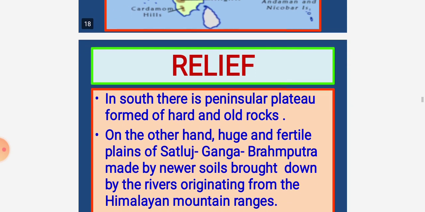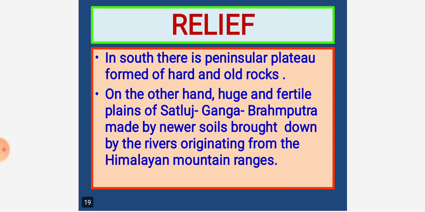Dear students, in the south there is peninsular plateau formed of hard and old rocks. I told you that in the north, on the other hand, we have Satluj, Ganga, Brahmaputra made by newer soils brought down by the rivers. So we have fertile plains where the people are busy and have their source of earning. They are doing agriculture, they are doing farming. So the lifestyle in the south and the north is different.